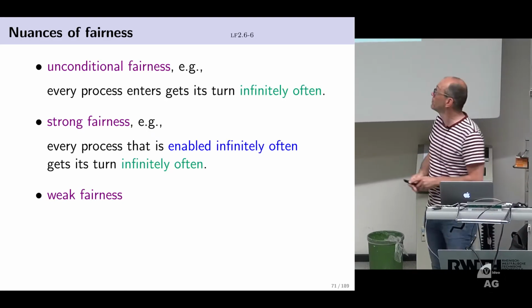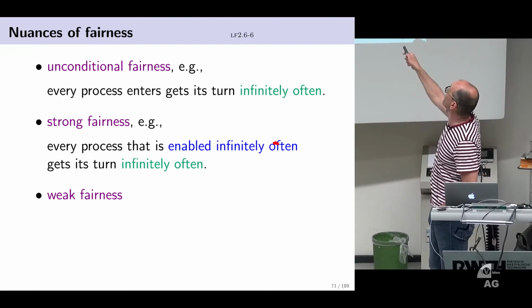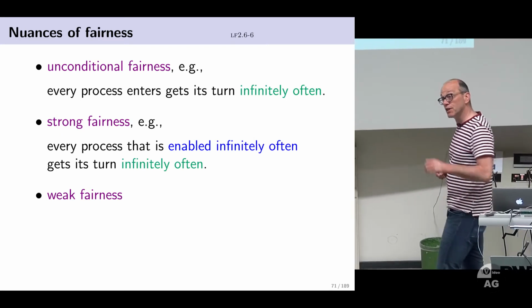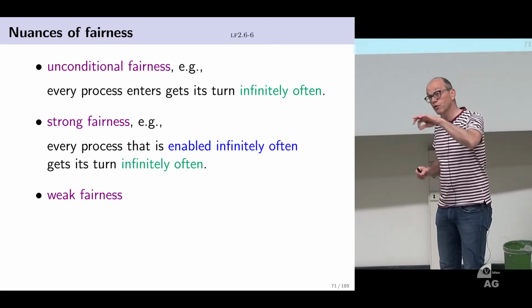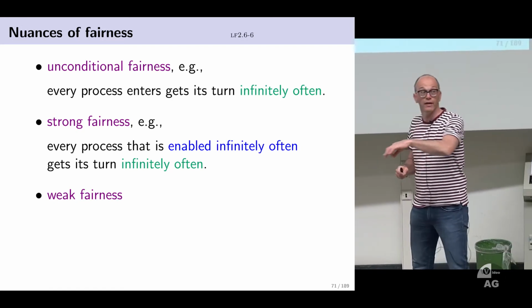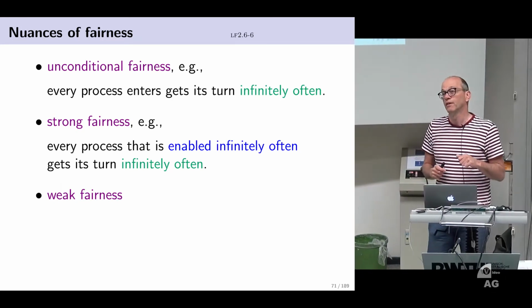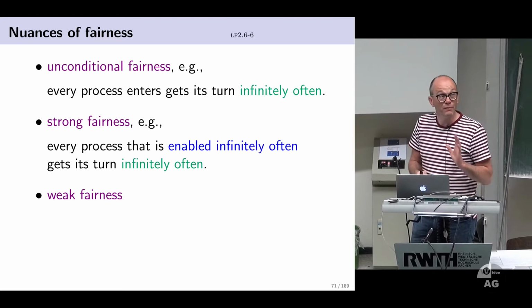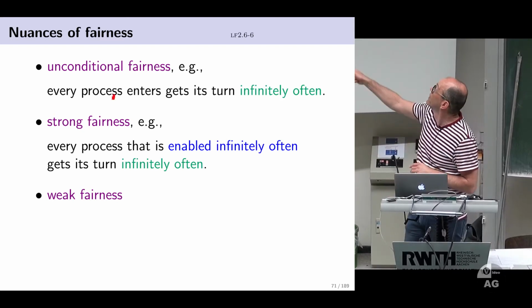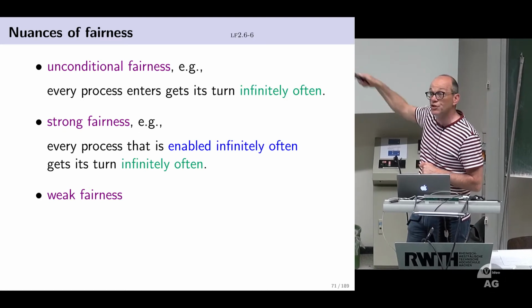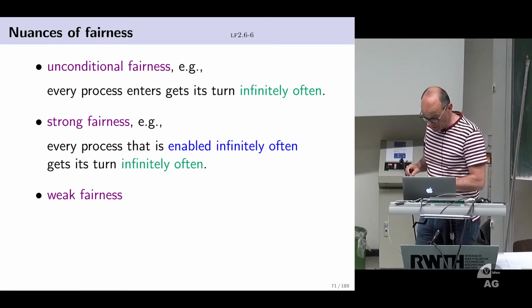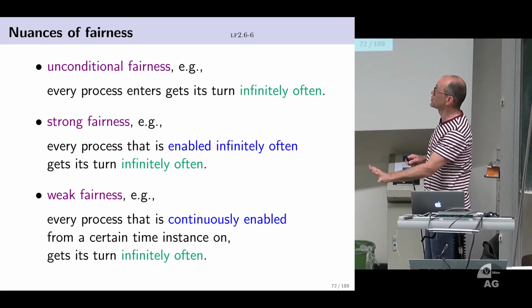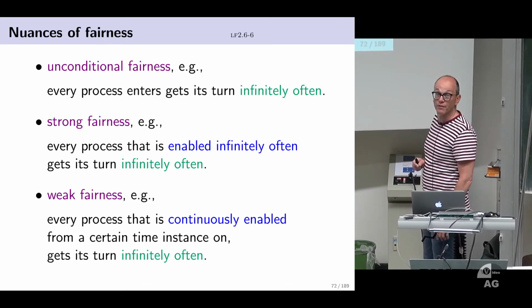A strong fairness assumption says every process that is enabled infinitely often gets its turn infinitely often. So this does not unconditionally say you have to get your turn infinitely often. No, only if you can do something infinitely often. I hope you immediately see, without giving a formal definition yet, that if something is unconditionally fair, it also is strong fair. Weak fair: every process that is continuously enabled from a certain time instance on gets its turn infinitely often.